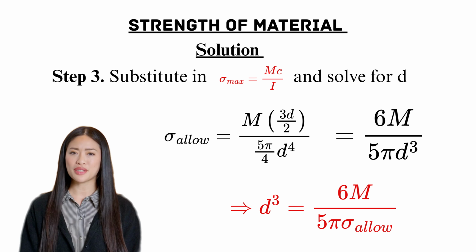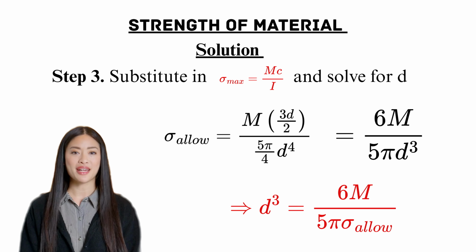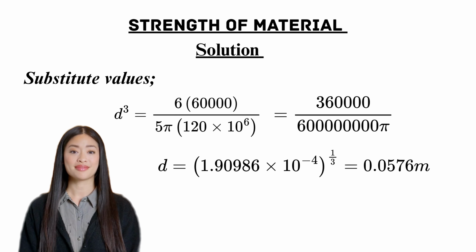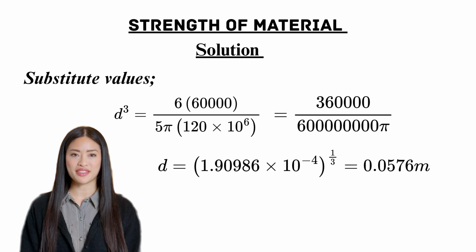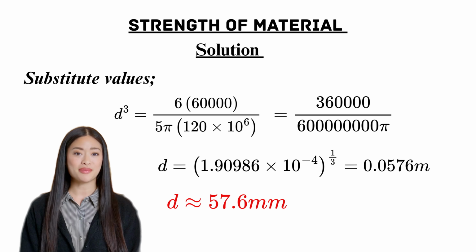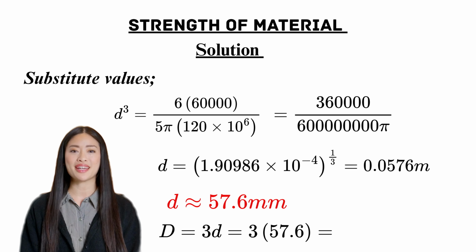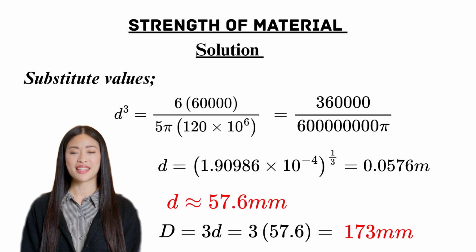Rearranging for the inner diameter gives diameter cubed equals 6 times the bending moment divided by 5 pi times the permissible stress. Substituting the values, we calculate the inner diameter to be about 0.0576 meters, which is 57.6 millimeters. Finally, since the outer diameter is 3 times the inner diameter, multiplying gives approximately 173 millimeters.